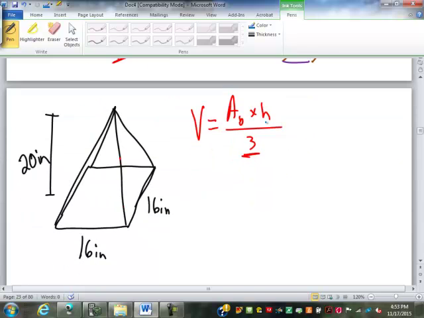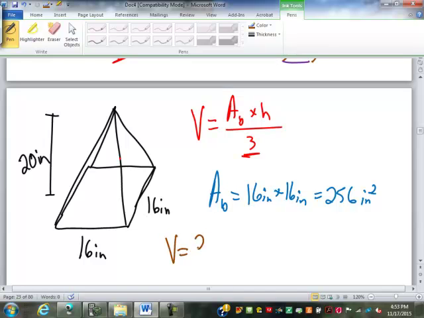So for this volume, I'm going to find the area of the base, which is what? 16 inches by 16 inches, or 256 inches squared. And then, for the volume, it'll be 256 inches squared times a height of 20 inches divided by 3, which will give us 1706.67 inches cubed.